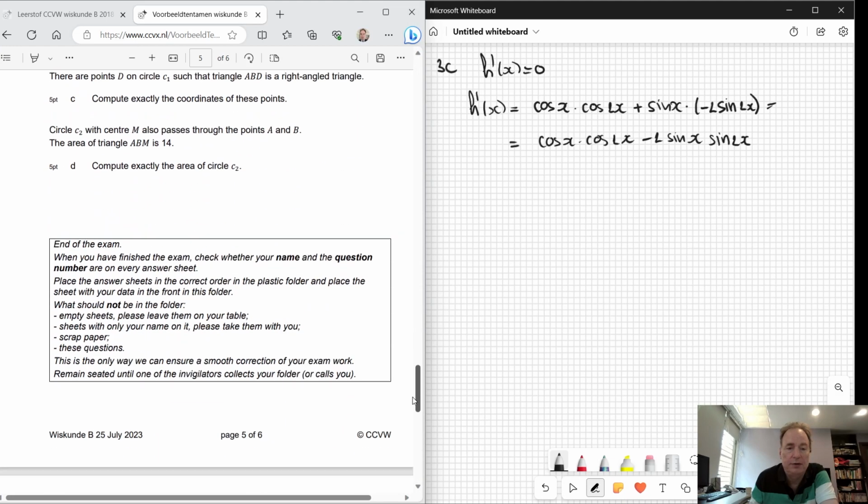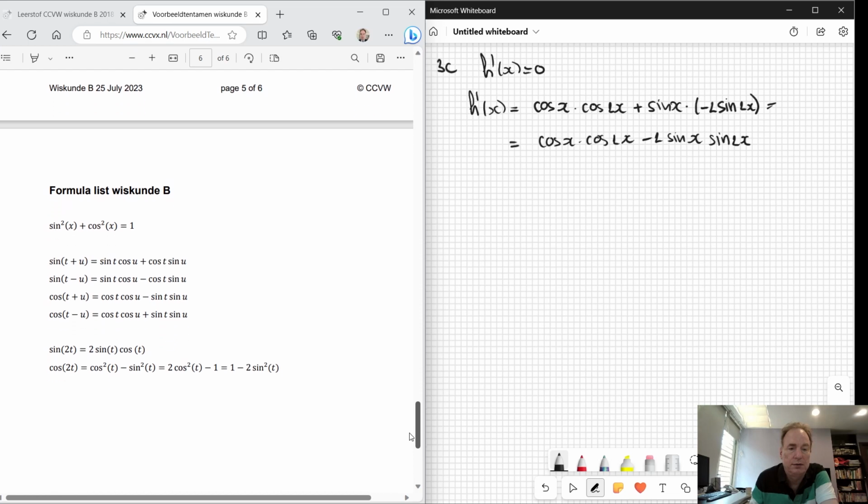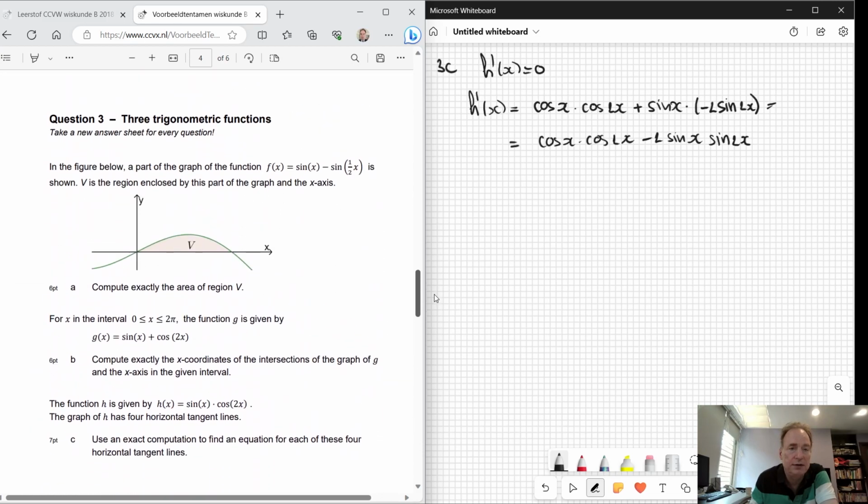And go back to here. So the sine of 2x will be 2 sine x cosine x. And for the double angle of the cosine, we use the one we used in the previous exercise.